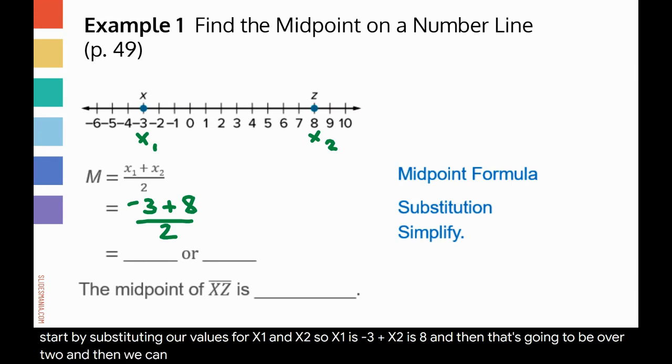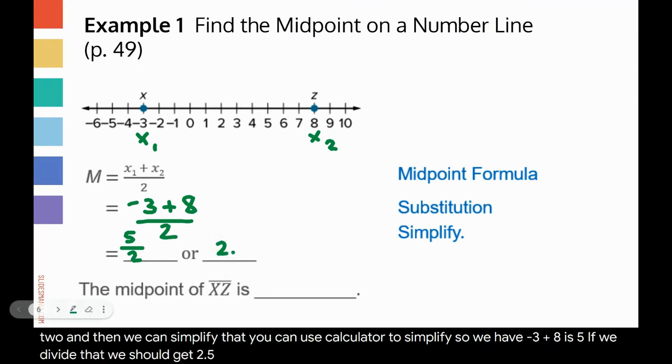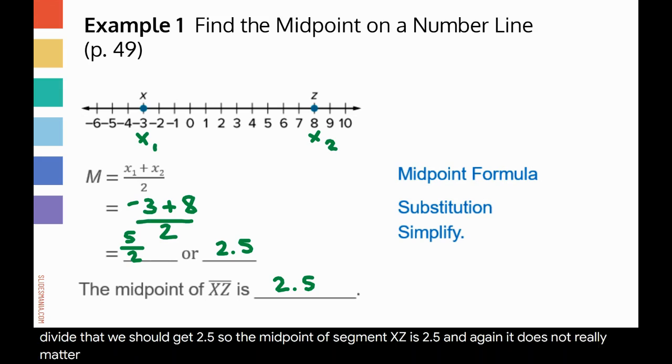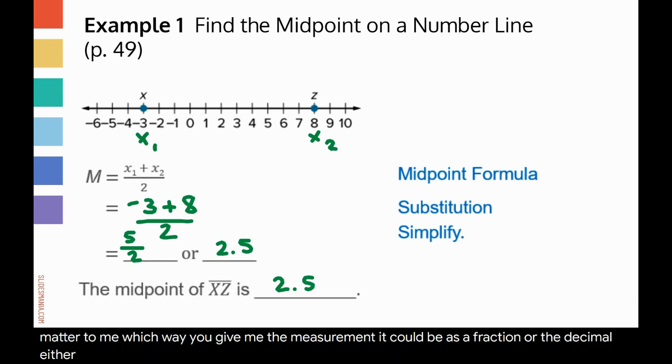And then we can simplify that. You can use a calculator to simplify. So we have negative 3 plus 8 is 5 over 2. And if we divide that, we should get 2.5. So the midpoint of segment XZ is 2.5. And again, it does not really matter to me which way you give me the measurement. It could be as a fraction or as a decimal. Either way is fine.